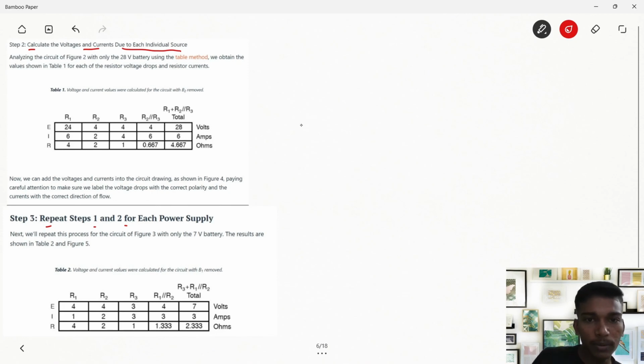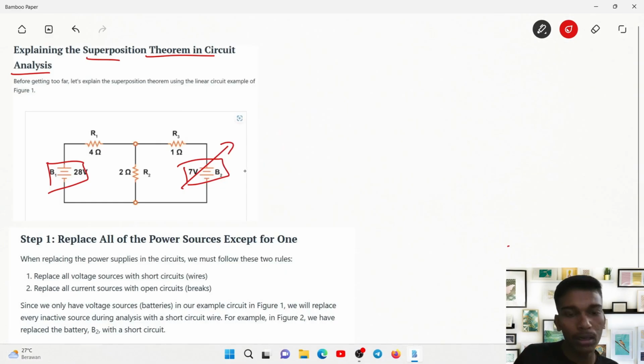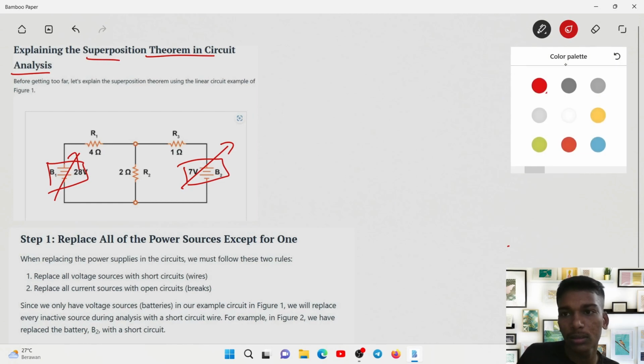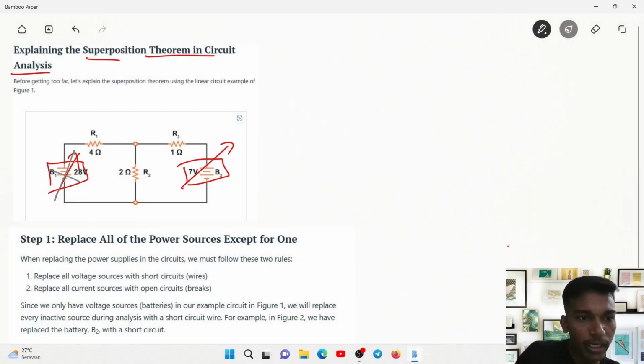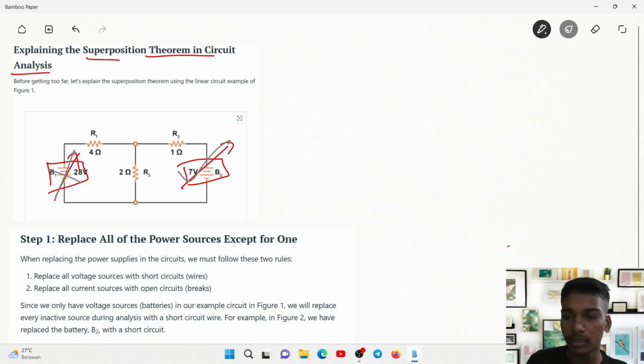Like in this step, we are going to neglect it. We'll change the color. We are going to neglect it, and we are going to consider this. And I will find all the currents and voltages across all the resistors, like in the third step.